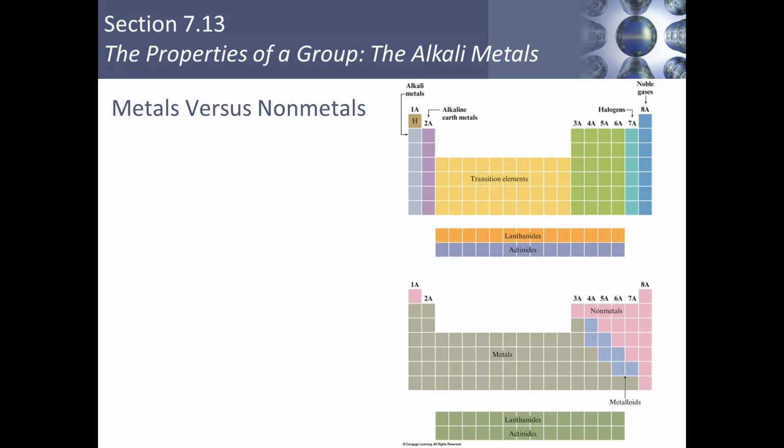Nonmetals react with metals to gain electrons. They have large ionization energies. They have negative electron affinities. Metalloids or semimetals lie somewhere in between metals and nonmetals. They will exhibit both metal and nonmetal properties depending on conditions.